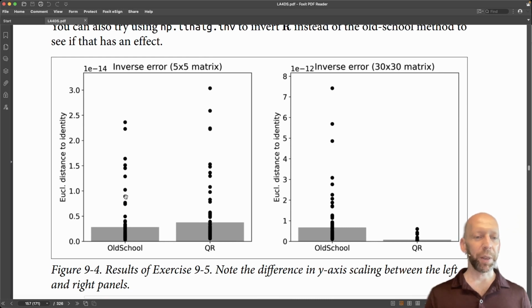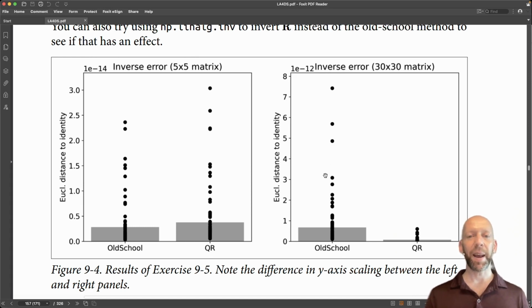Now, what you see here is each dot corresponds to a random numbers matrix. So we ran through this code 100 times, so there's 100 of these dots. It may look like there's a lot less than 100, but some of these are relatively large distances. Most of the data values are clustered around here. So this is for the traditional textbook method to invert matrices. This is for QR decomposition. Here we see a 5 by 5 matrix, and here is a 30 by 30 matrix.